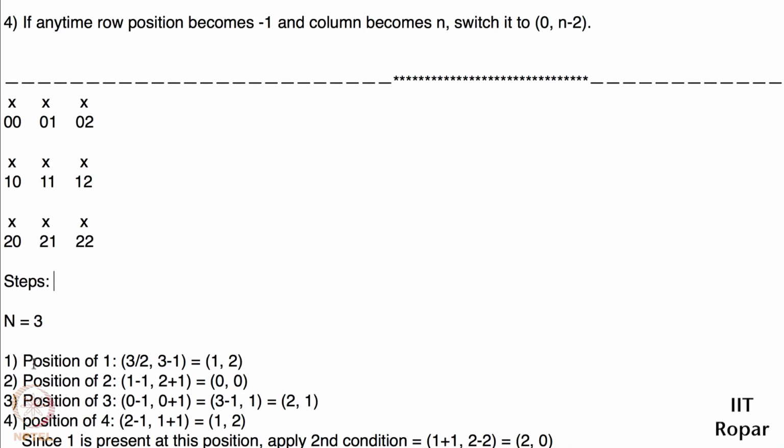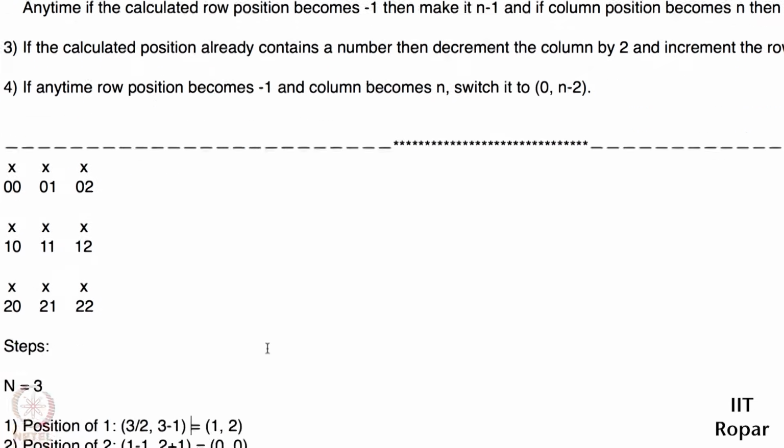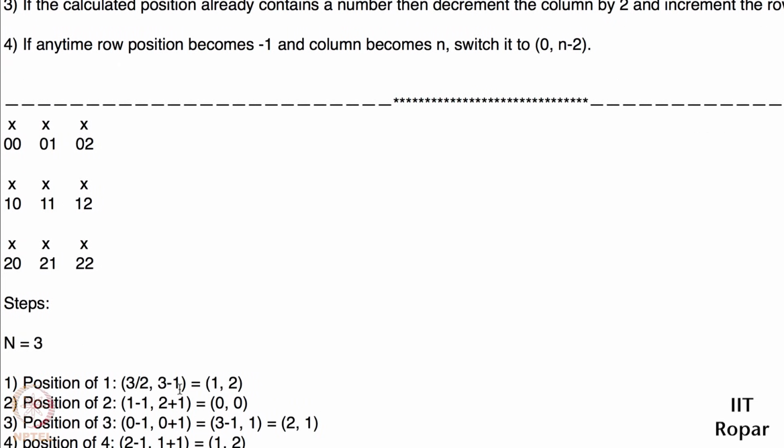So let's see the first step, which is determining the position of 1. Since n is 3, the location of 1 is n by 2 comma n minus 1, which is 3 by 2 comma 3 minus 1. 3 by 2 becomes 1, integer division, and 3 minus 1 becomes 2. So position of 1 is 1, 2. So I'll put 1 here. Awesome.